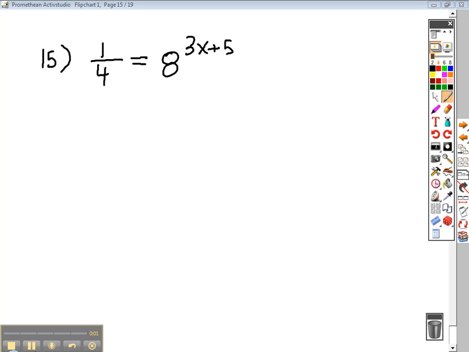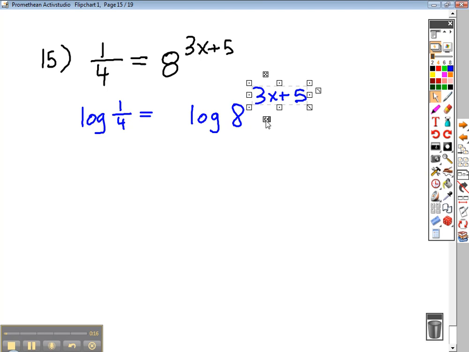Okay, the second way to solve this problem, which is not as accurate but a little bit more general, is I'm going to actually log both sides. So I'm going to have log of 1/4 equals log of 8 to the 3x plus 5. Well, why do I want to do that? Because logging both sides allows me to take the power and move it down to the front.